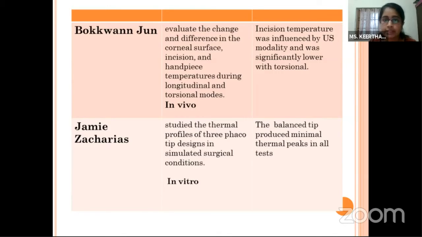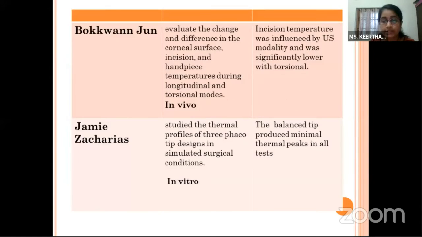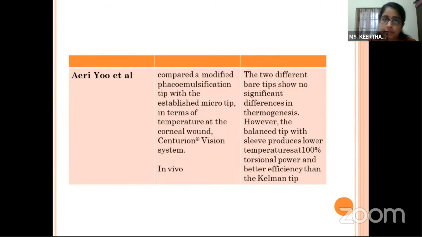Jamie Zacharias et al. studied the thermal profiles of three phaco tip designs in simulated surgical conditions, and the balanced tip produced minimal thermal peaks in all the tests. In our study also, the balanced tip showed lower temperature, even though the difference was not statistically significant. Yu et al. compared a modified phacoemulsification tip with an established microtip in terms of temperature, and the two different tips showed no significant difference in thermogenesis. However, the balanced tip with sleeve produced lower temperatures at 100% torsional power and better efficiency than the Kelman tip.